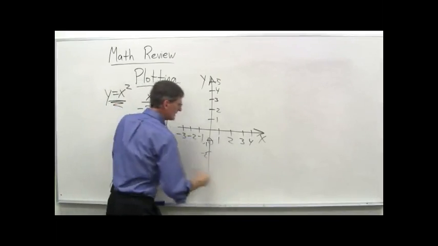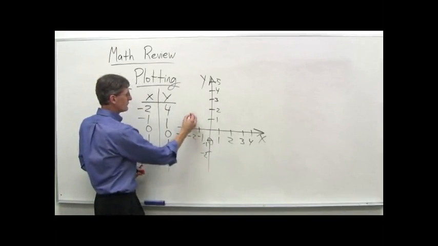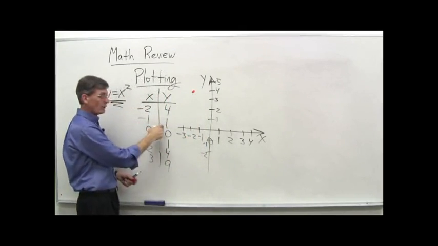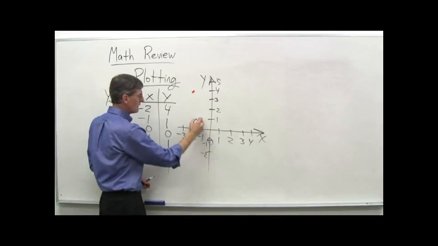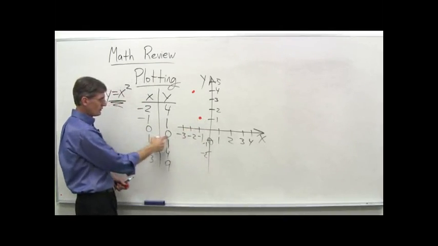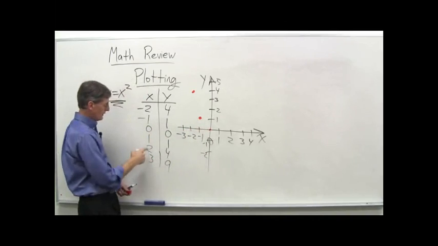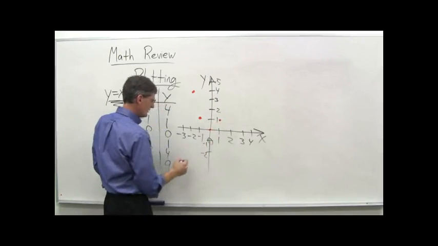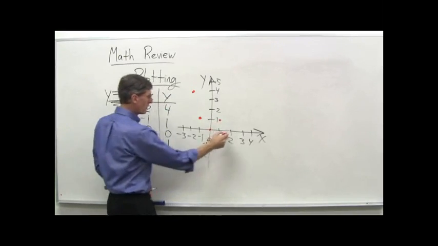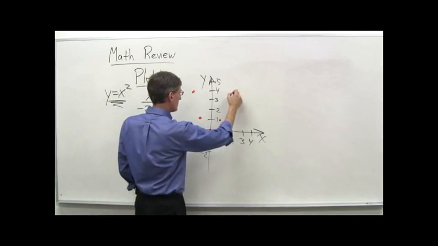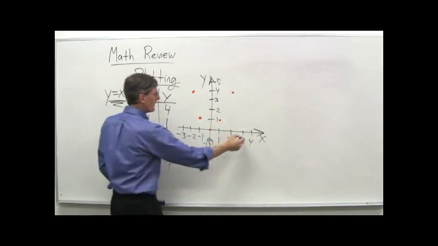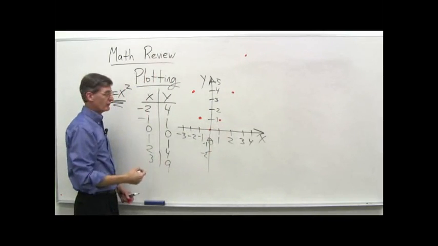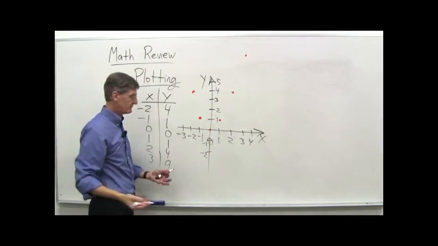In fact, let's use red, a little more colorful. -2, 4. We got that, so it's about right there. -1, 1, right? So -1, 1. 0, 0, so a point right there. When x is 1, y is 1, so about right there. When x is 2, y is 4, so again about right there. And when x is 3, y is 9, so it'd be way up here someplace. And -3 would also be 9, and so on and so forth. And so then we connect the dots.